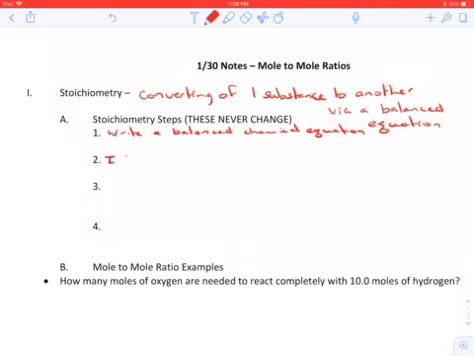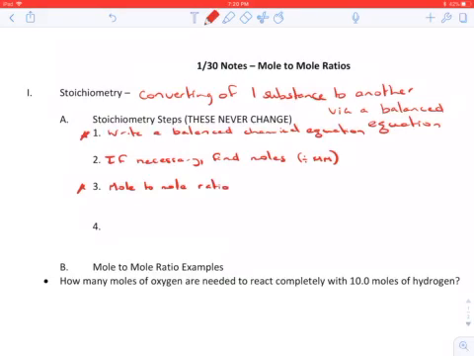Step two is an if necessary step. If necessary, we're going to find moles. For right now, finding moles means we're going to divide by the molar mass, but we'll talk more about that on another day. Step three is a step that you always have to do. So step one and step three are steps that you always have to do. The first thing you have to do is write a balanced equation, and the other thing is the multiple ratio. This step right here is called the multiple ratio.